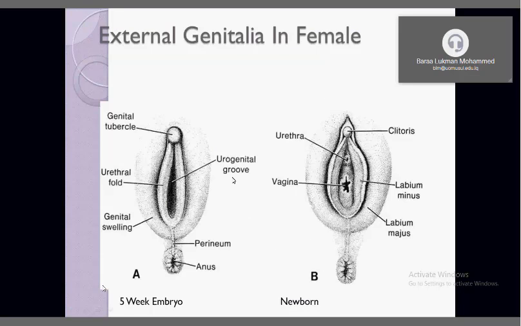And this is the external genitalia in the female. The genital tubercle becomes the clitoris. The genital fold becomes the labia minora, and the genital swelling will become the labia majora. And this is again due to the absence of testosterone.